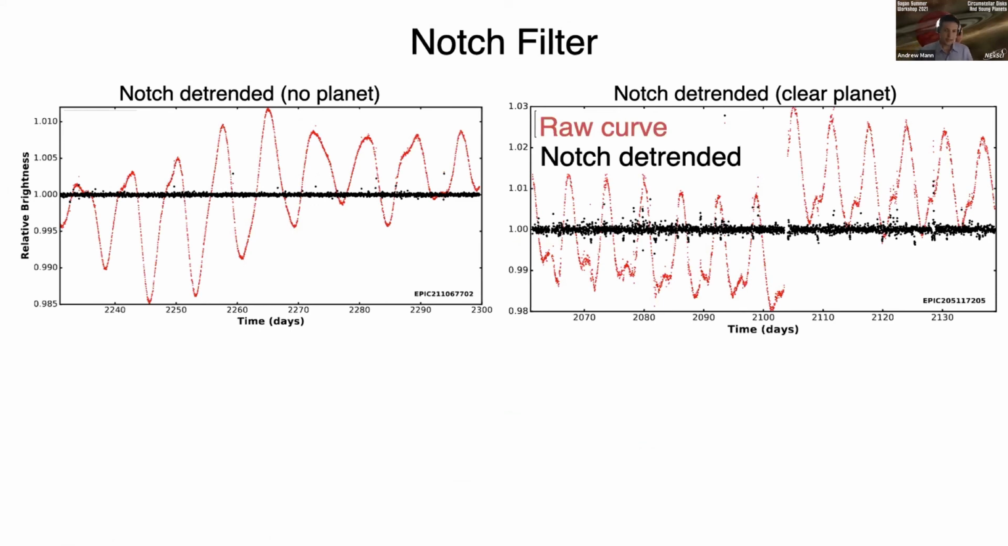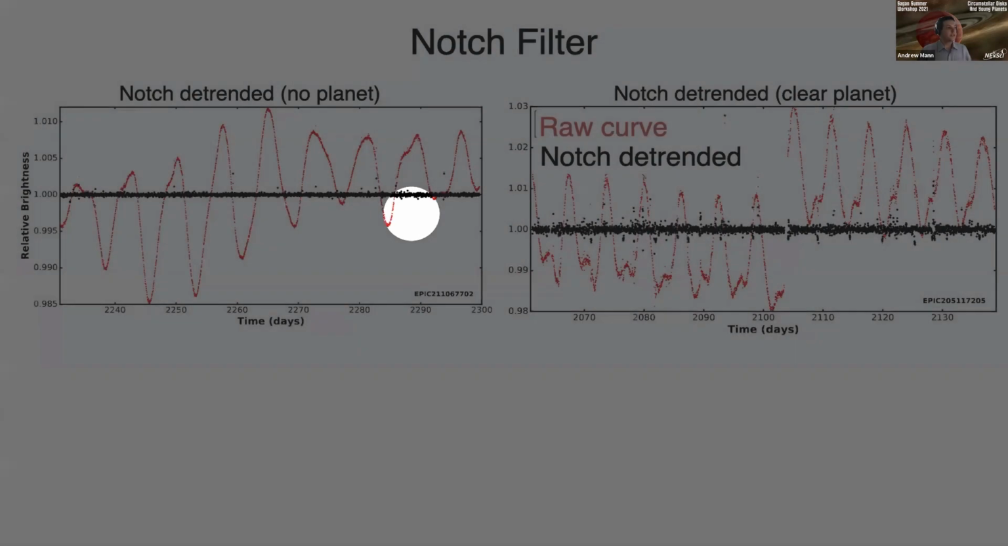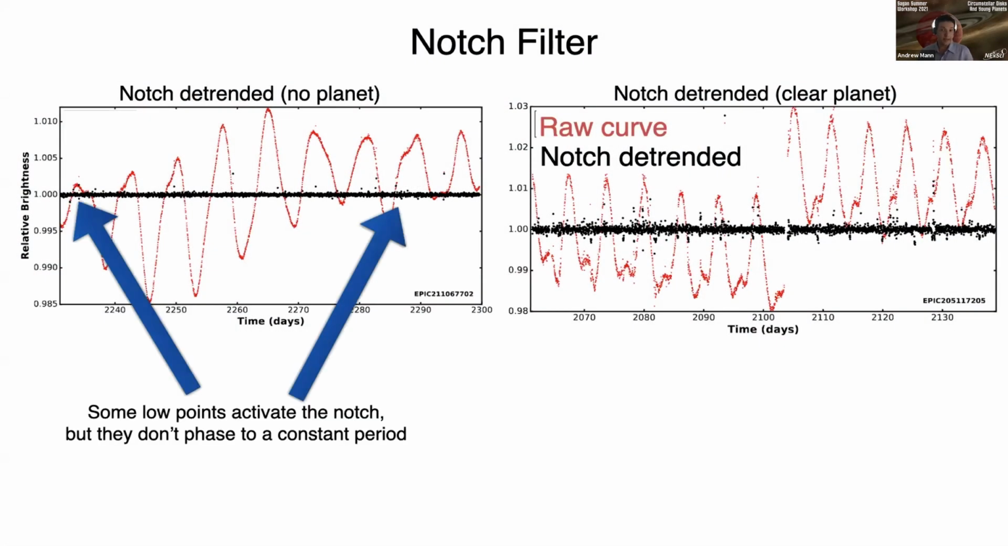And what we found is that's fine. You don't have to worry too much about false positives, because when you detrend using something like notch, you do get these low points that you might think are transits, but they don't phase to any constant period.